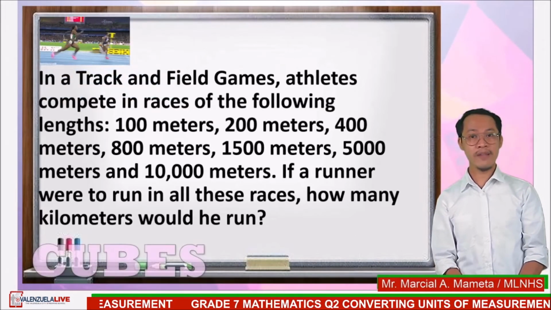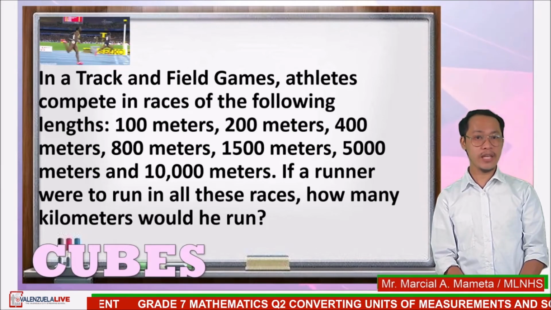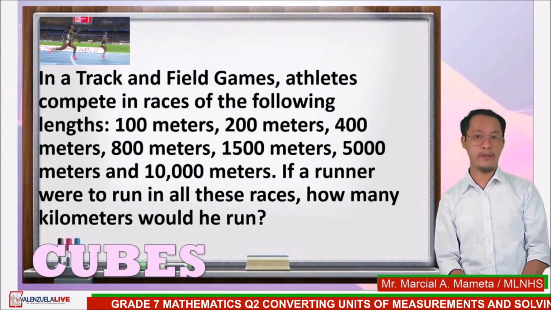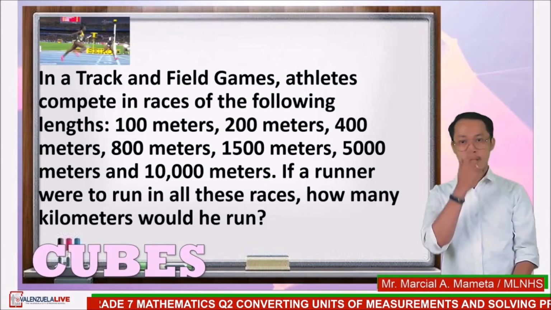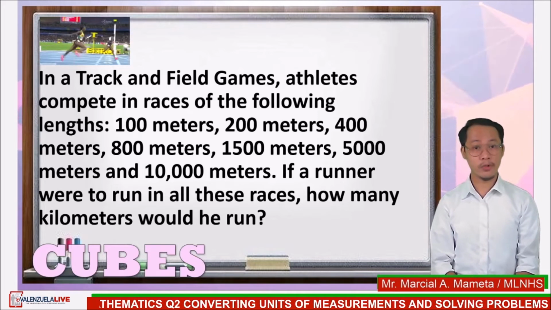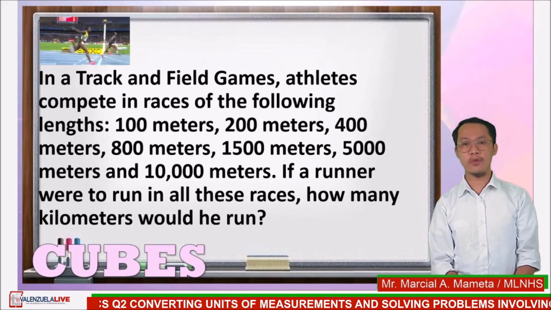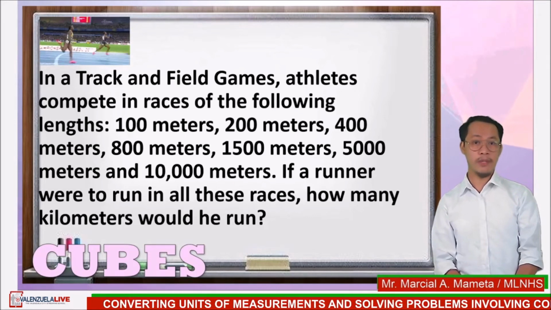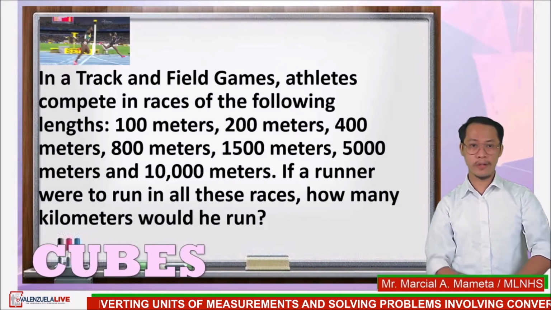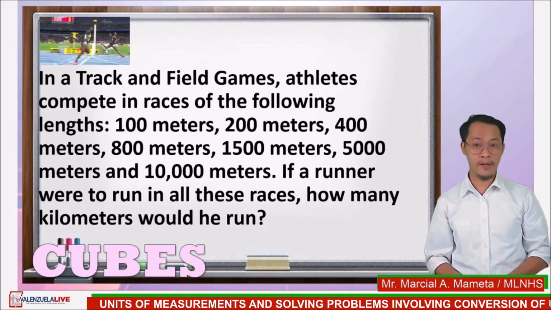In a track and field games, athletes compete in races of the following lengths: 100 meters, 200 meters, 400 meters, 800 meters, 1,500 meters, 5,000 meters, and 10,000 meters. If a runner were to run in all these races, how many kilometers would he run?